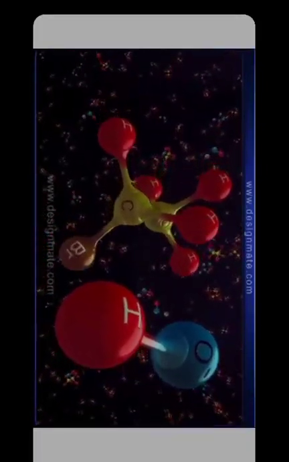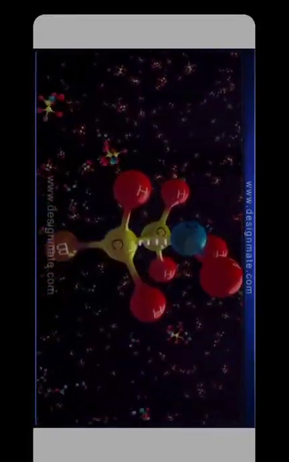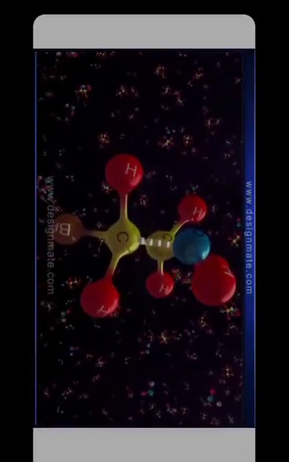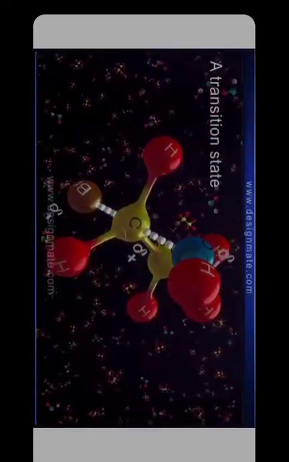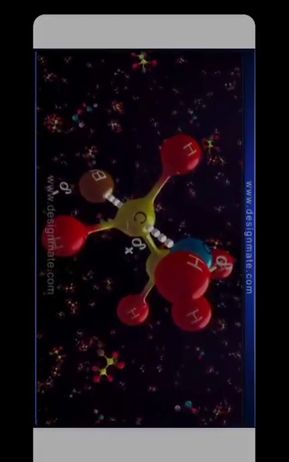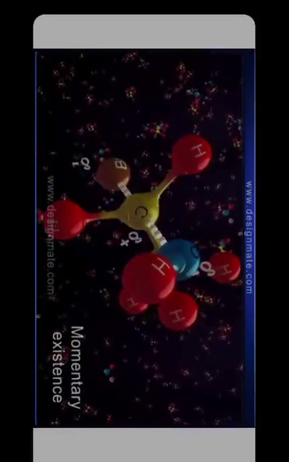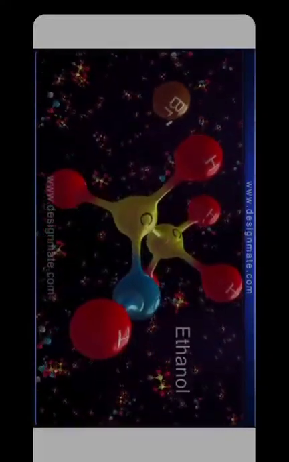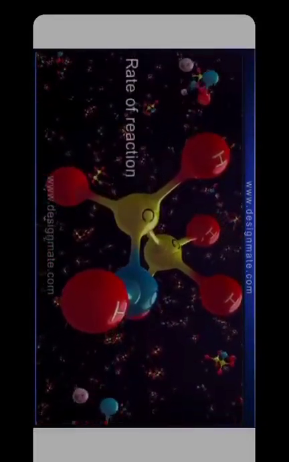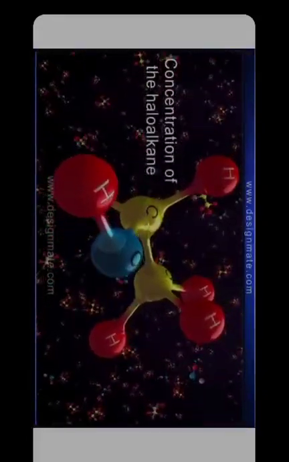The nucleophile attacks the carbon atom from the opposite side of the bromine to minimize its repulsion with bromine. As the new bond between the oxygen atom and the carbon atom begins to form, the old carbon-bromine bond weakens and a transition state is reached in which the carbon atom is partially bonded to both oxygen and bromine. This transition state has a momentary existence and is rapidly converted into the products, ethanol and bromide ion. In this reaction, the rate of reaction or the yield of ethanol depends on the concentration of the nucleophile as well as the concentration of the haloalkane.